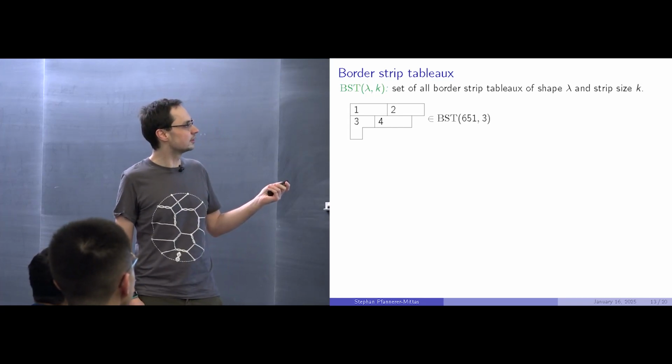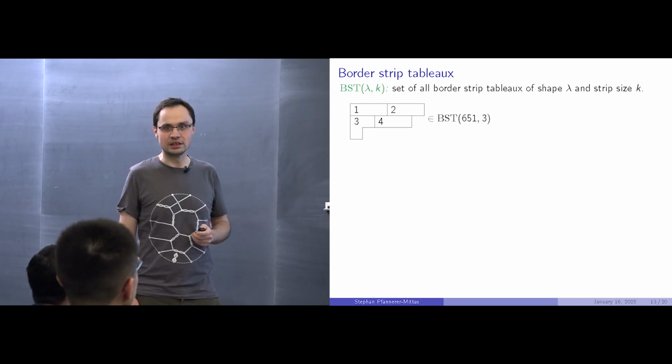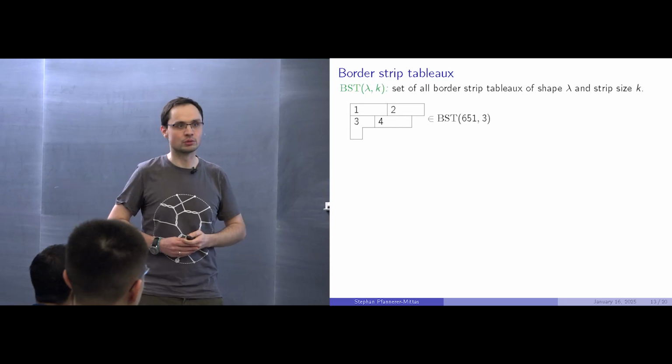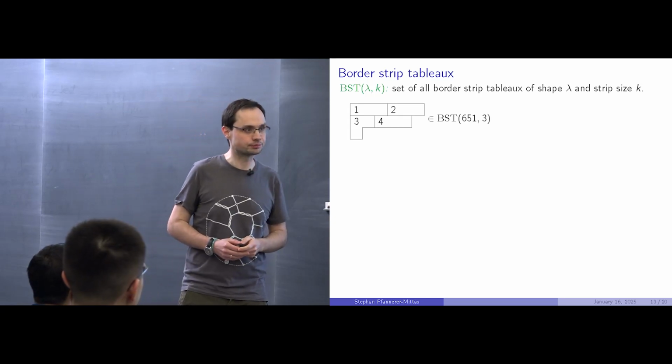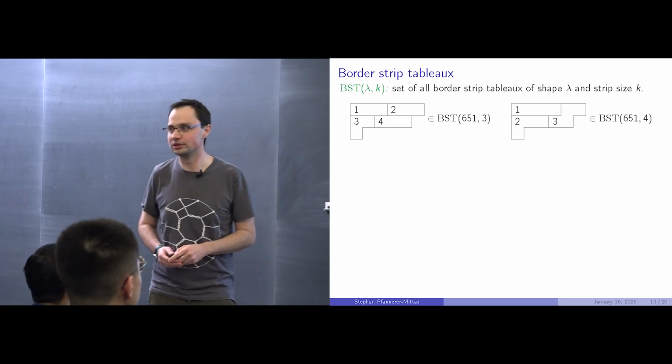So here strip size is 3, and so I need to fill in 1, 2, 3, and 4 in such a way that if I read the labels from left to right in each row and also in each column, they're still increasing. So for instance, this third column here, I would read from top to bottom, this strip got the label 1, and then the next strip got the label 4. So we're still increasing. And here's another example of strip size 4.